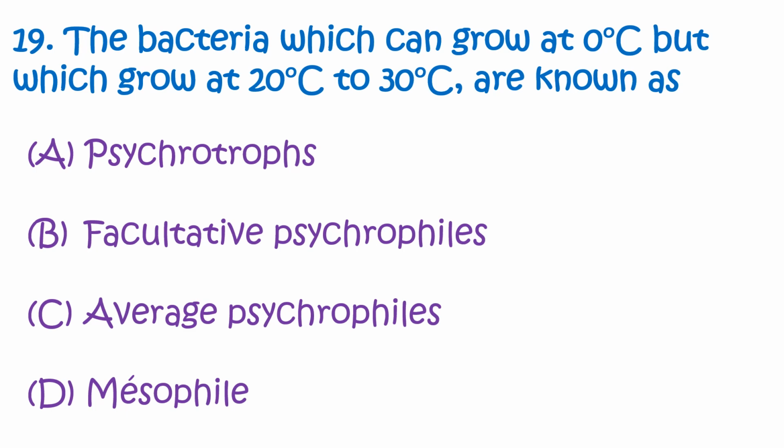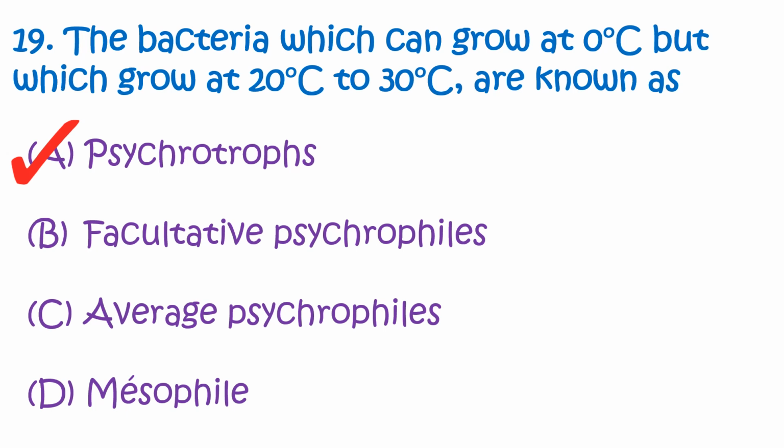Question number 19. The bacteria which can grow at 0 degrees Celsius but grow best at 20 degrees Celsius to 30 degrees Celsius are known as: option A, psychrotrophs; option B, facultative psychrophiles; option C, average psychrophiles; option D, mesophile. And the correct answer is option A, psychrotrophs.